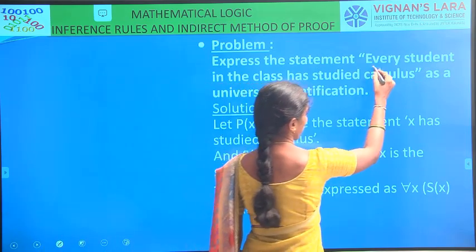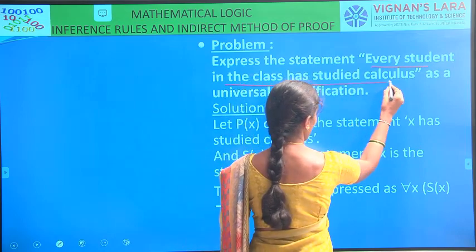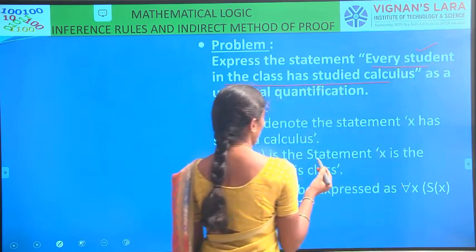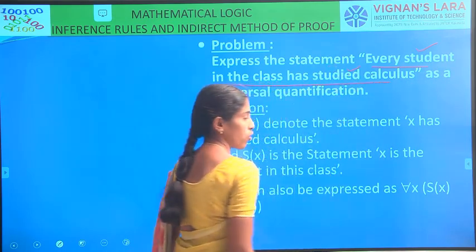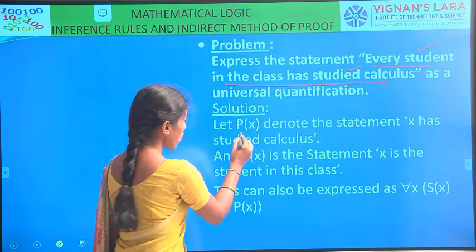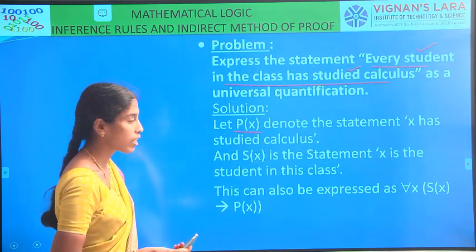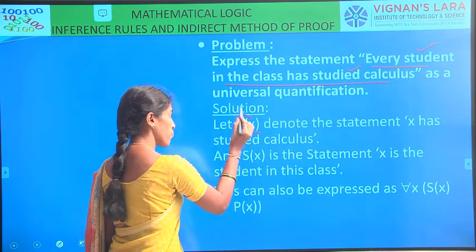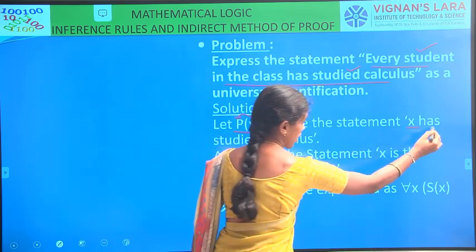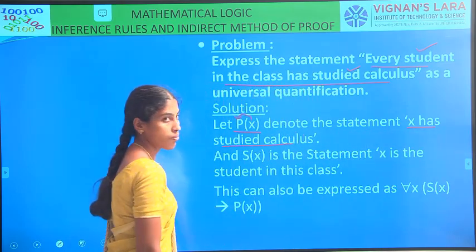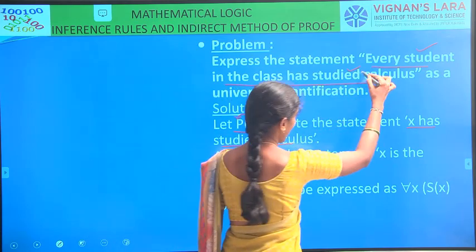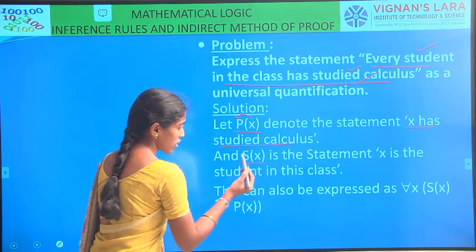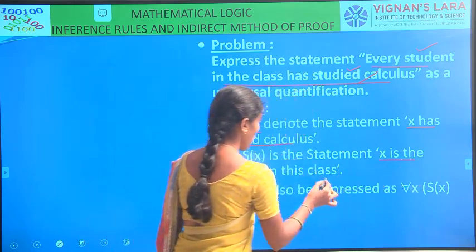Next, see the problem. Express the statement, every student in the class has studied calculus. Here we have one thing is student, second thing is studied calculus, right? So P of X denotes, what is the predicate here? P of X, statement function is P of X. What is the property of this X? X, student X has studied calculus, right? Next one, calculus is denoted by P of X. What is the next one? Student. So S of X means X is the student of the class.